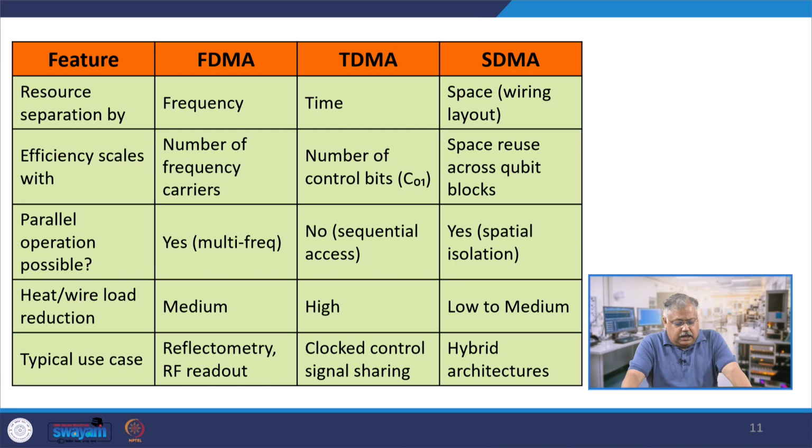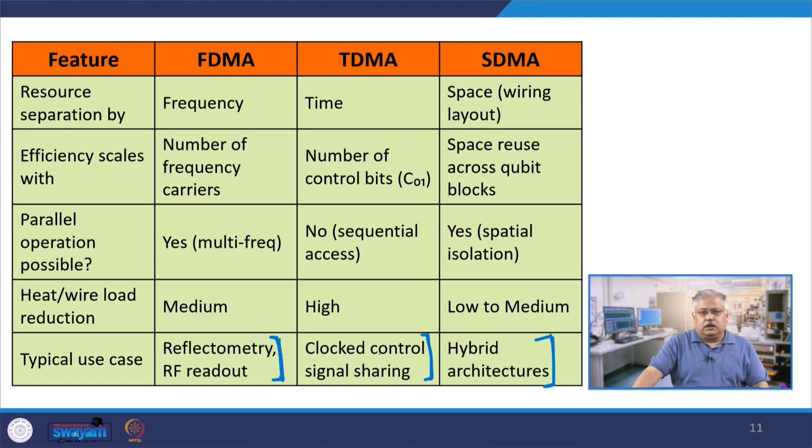Now, heat or wire load reduction is much larger in the case of FDMA. In the case of TDMA, it is relatively very high, and in SDMA there is a low to medium wire load reduction. Use cases: FDMA is used for reflectometry and RF readouts, all RF readouts use FDMA. TDMA is for clock control and signal sharing, and these are hybrid architectures, hybrids of TDMA and FDMA. So, these are the application domains formulated for SDMA and TDMA.